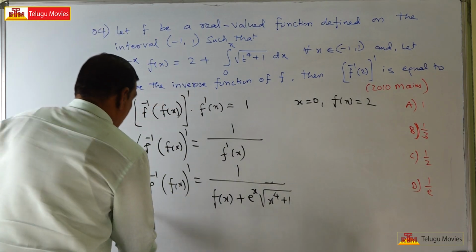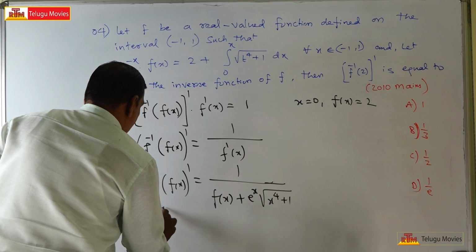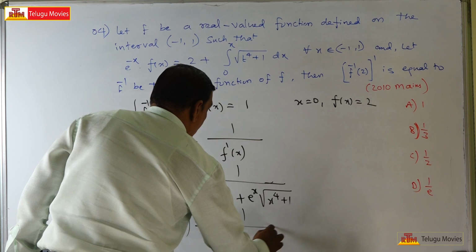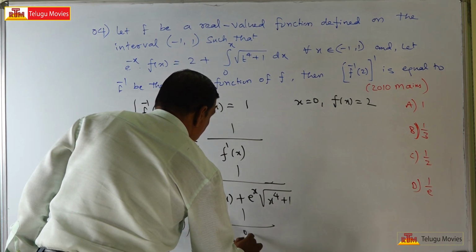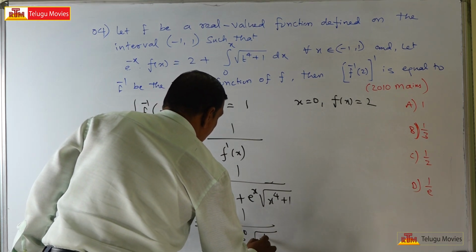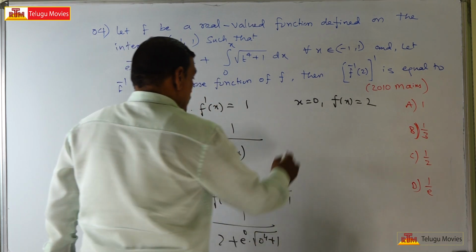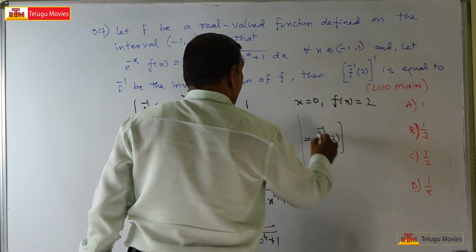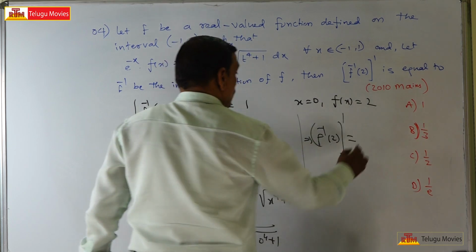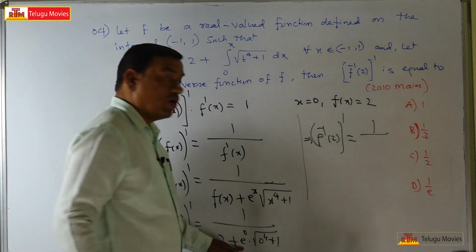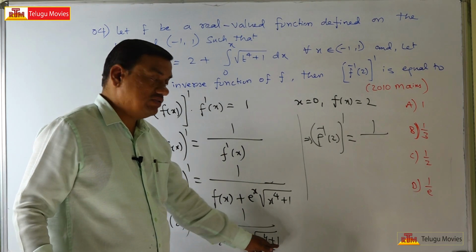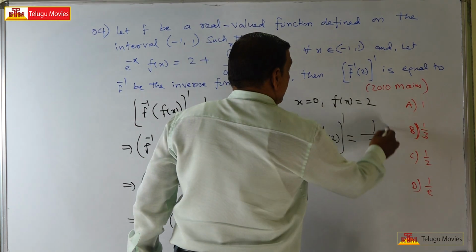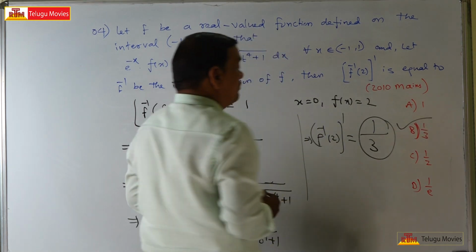So this is equal to f inverse of 2 whole dash is equal to 1 by 2 plus e power 0 into root of 0 power 4 plus 1. So e power 0 is 1. So 0 plus 1 is also 1, 1 into 1 is 1, 2 plus 1 is 3. So this is 1 by 3. So 1 by 3 is your right answer.